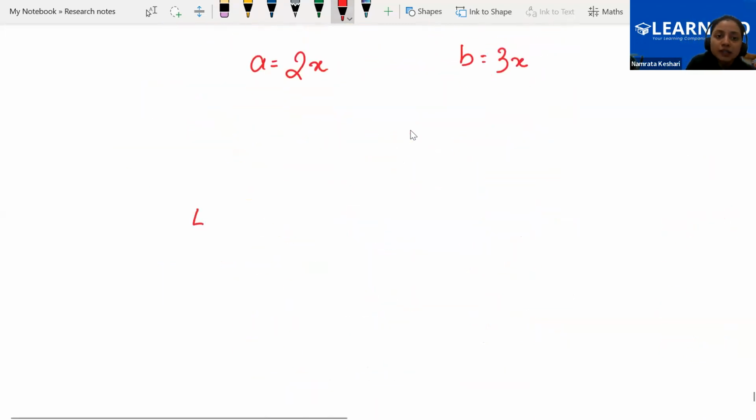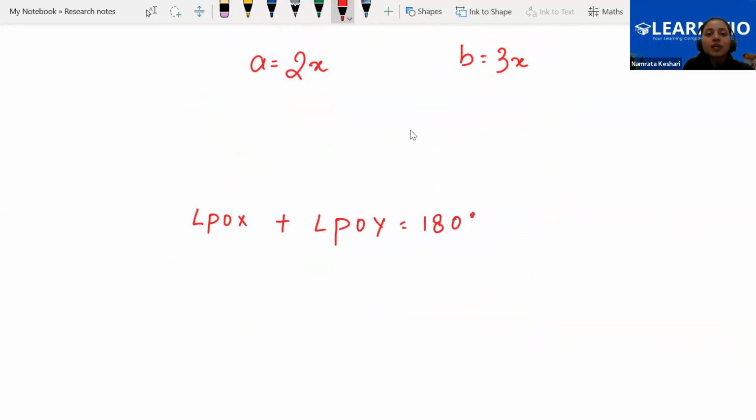So angle POX plus angle POY is equal to 180 degrees. We already know that angle POY is 90 degrees. Angle POX we can break into the form of A and B. We can write angle POX as the combination of A plus B. This is how we can write 180 degrees.